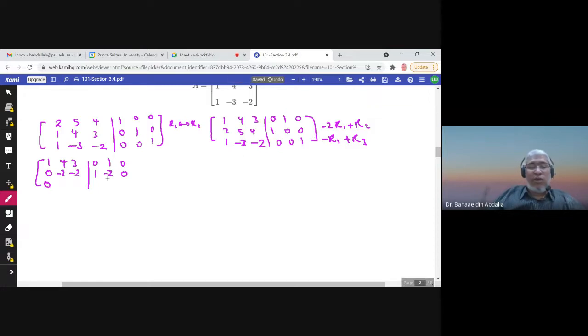Negative 4 plus negative 3 is negative 7. Negative 3 plus negative 2 is negative 5. Negative 1 plus 0. And here we have 0. Good. Now, this number in the middle, I need it to be 1. So I will divide by negative 3. Negative 2 over negative 3. 1 over negative 3. 0.